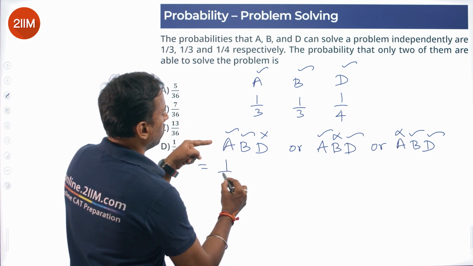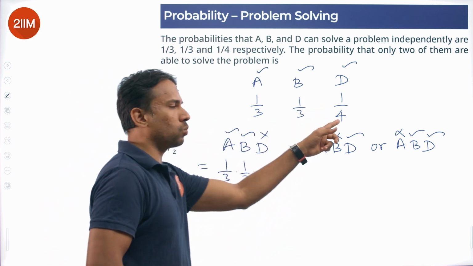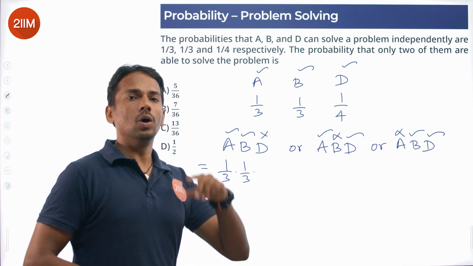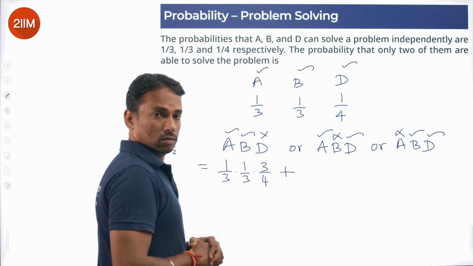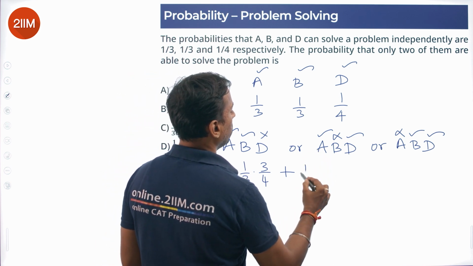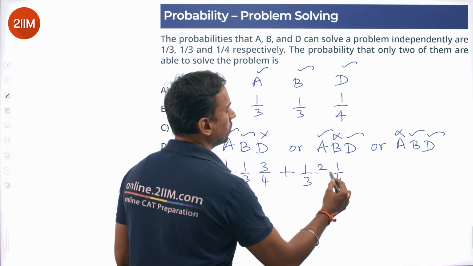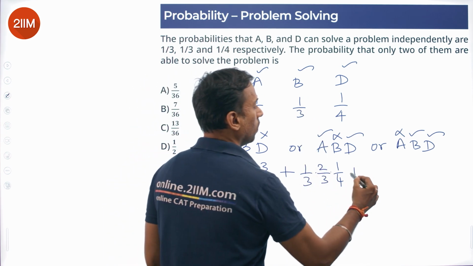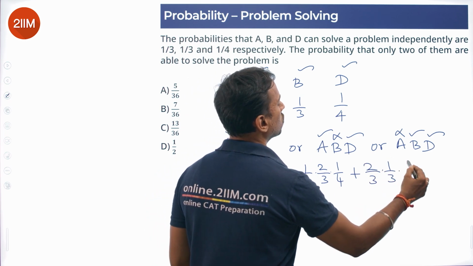A solving 1 by 3, B solving 1 by 3, D not solving. D solving is 1 by 4, so D not solving is going to be 1 minus 1 by 4, 3 by 4. Plus A solving 1 by 3, D solving 1 by 4, but B not solving 2 by 3. Plus A not solving 2 by 3, B solving 1 by 3, D solving 1 by 4.